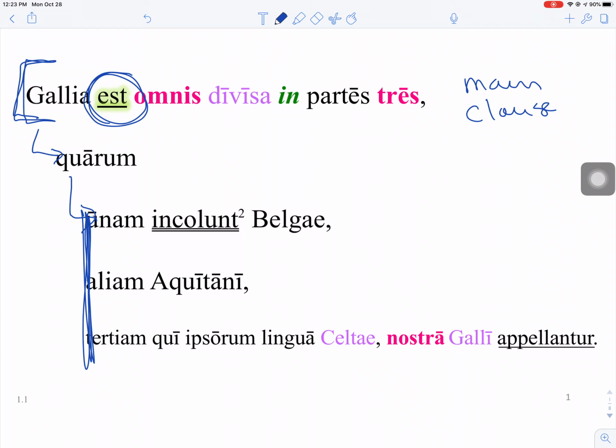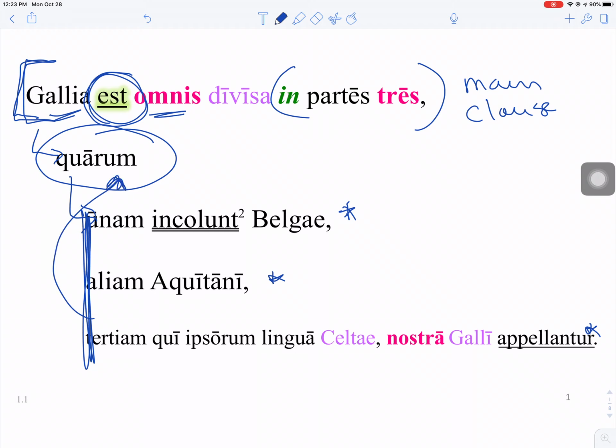So here we have "all Gaul is divided into 3 parts, of which," and then we have statement number 1, statement number 2, and statement number 3, and these all fall into the relative clause that starts quorum. This last line can be tricky because sometimes Caesar does like to use a relative pronoun without a specific antecedent, so sometimes you will have to add "those who," or in this case, "the ones who are called."